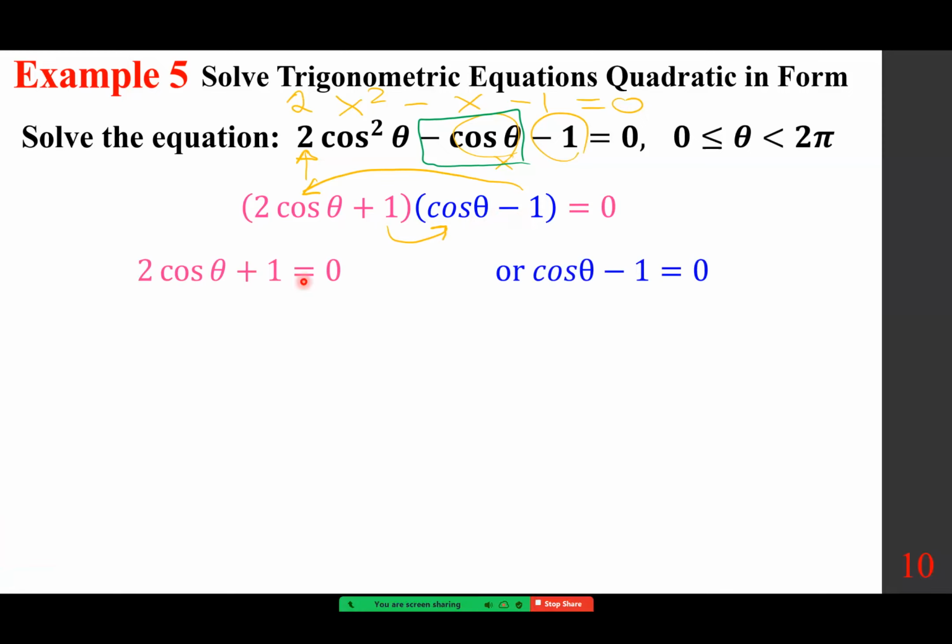You move the 1, it becomes negative, divide by 2. So cosine theta is negative 1/2. This one, cosine theta equals 1. Now this one clearly, theta is 0. It's just one answer and there's nothing else you can do. You're done. Let's discuss this one.